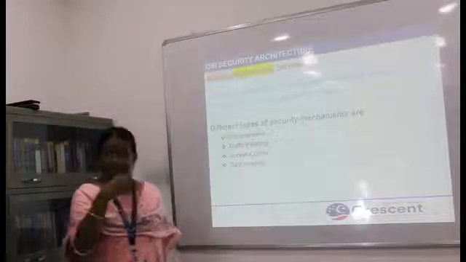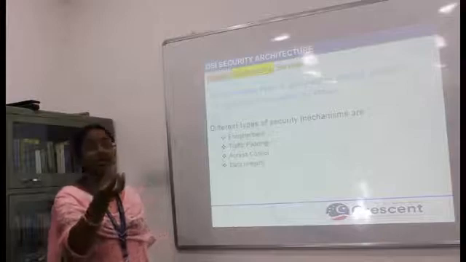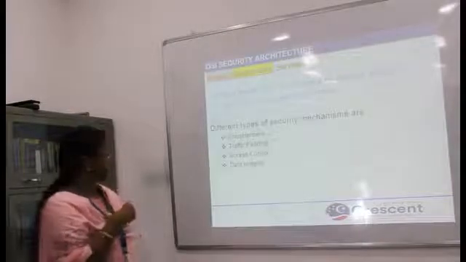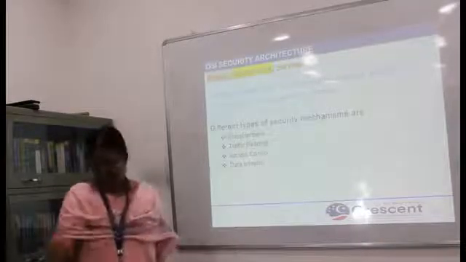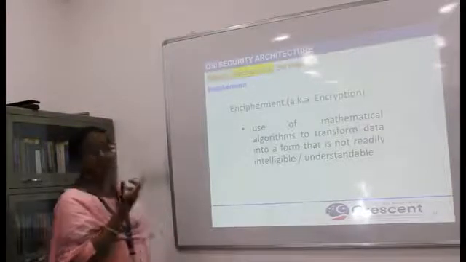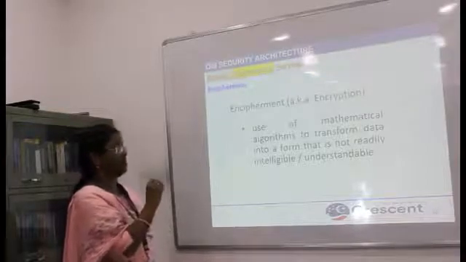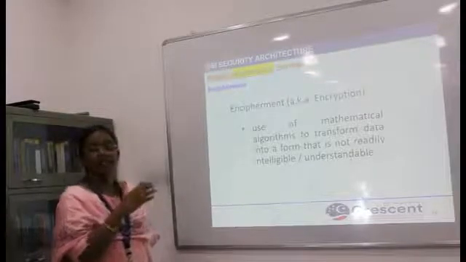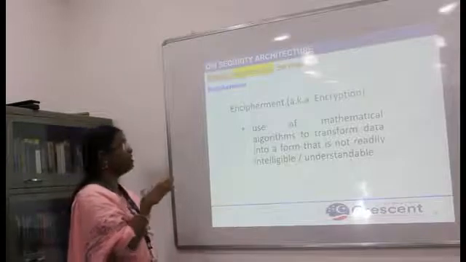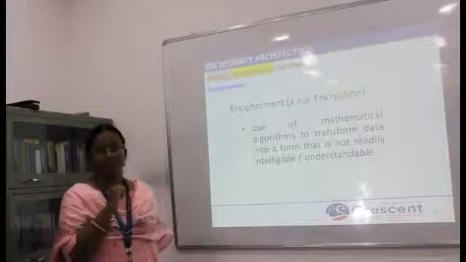Access control. Only the user or the individual owner will give the access control to the other person to view the message. Integrity, data integrity, the trust of the data. See, looking into encipherment. Encipherment is encryption. You use some mathematical algorithms for the purpose of transferring data in a form that is not readable by an intelligible person. That is not understandable way.